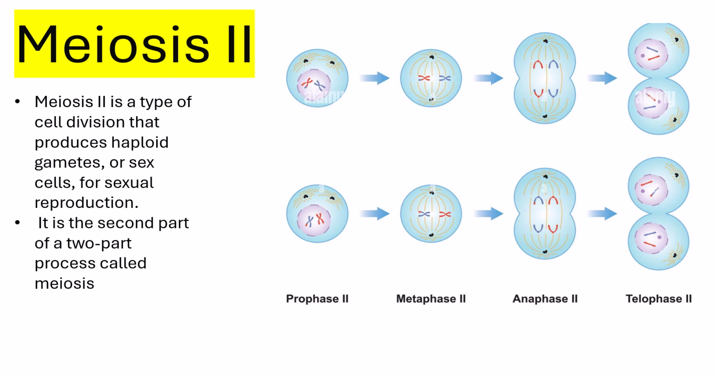It is the second part of a two-part process called meiosis. As you can see, this is prophase II, with two spindles. We have a pair of chromosomes here and a pair of chromosomes here. All right, they are getting lined up in metaphase II. This is anaphase II, where the two sister chromatids are pulled apart, right? And this is telophase II, where you have one from each parent, right?